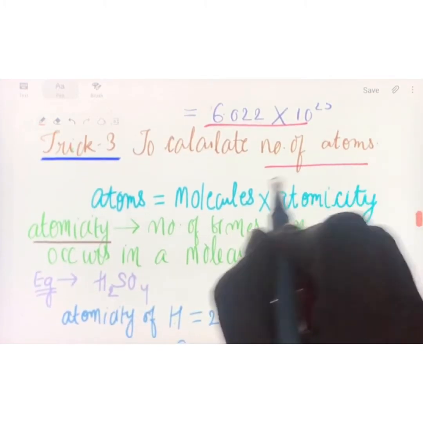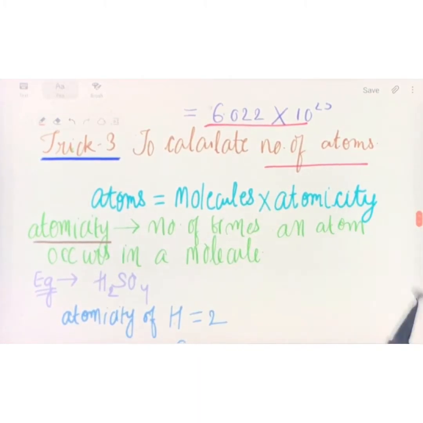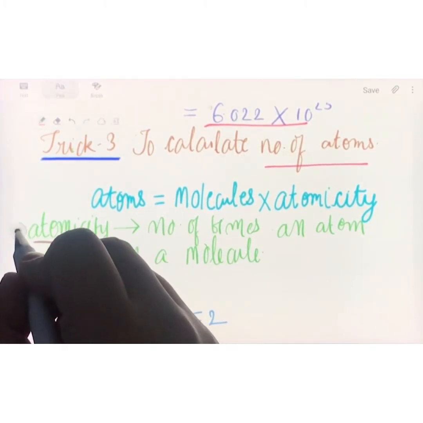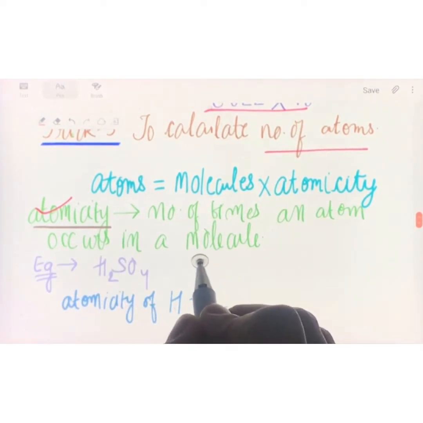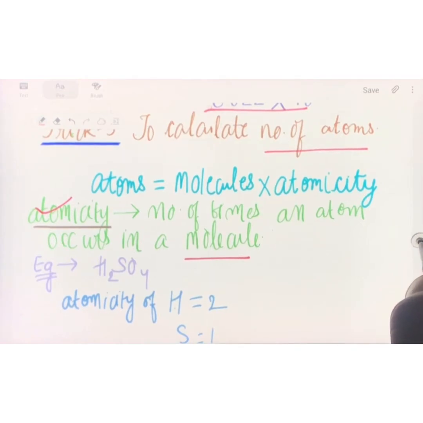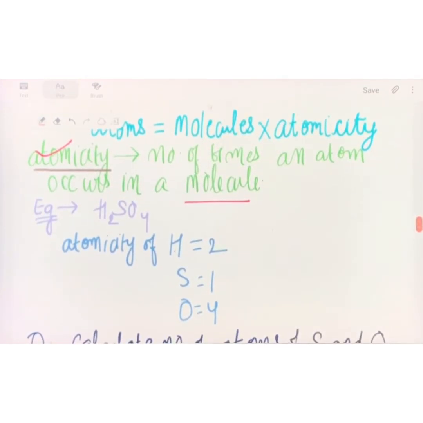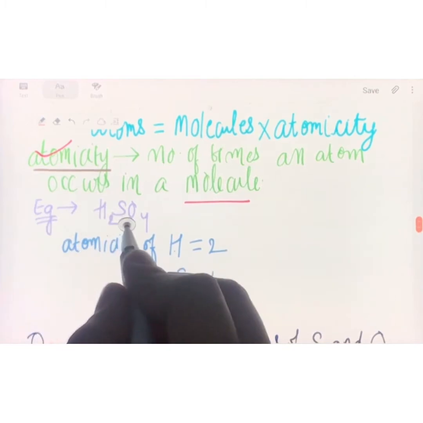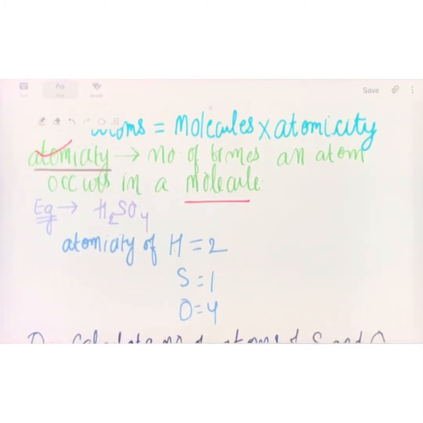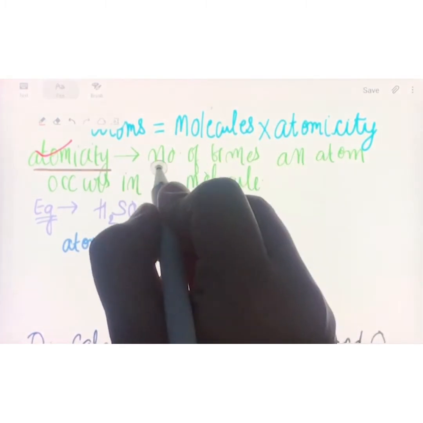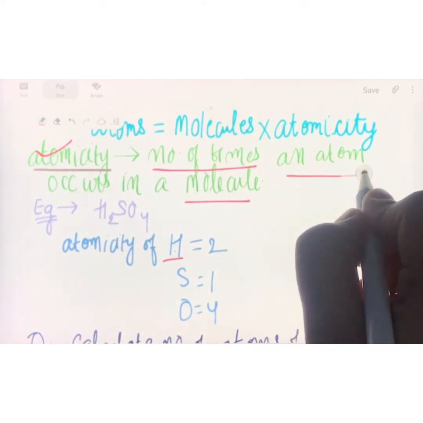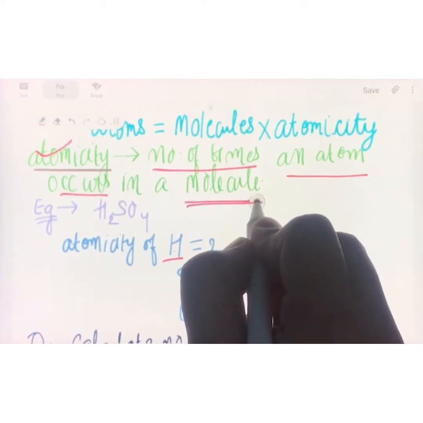The formula is atoms is equal to molecules into atomicity. First of all, you need to know what atomicity is. Atomicity is the number of times an atom occurs in a molecule. This is a very easy concept. I'll be telling you with the help of an example. I have taken the molecule H2SO4, that is sulfuric acid. Atomicity of hydrogen in this is 2. What was the definition again? It was the number of times an atom occurs in a molecule.